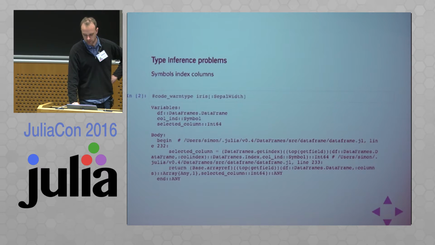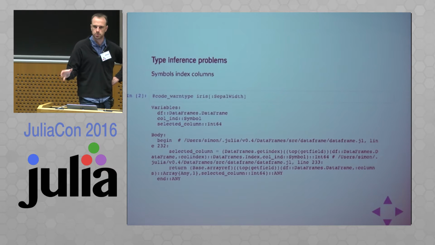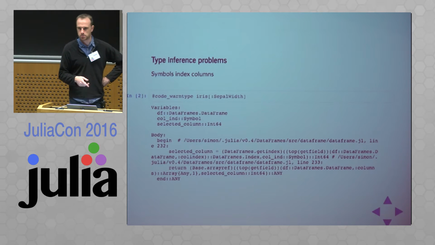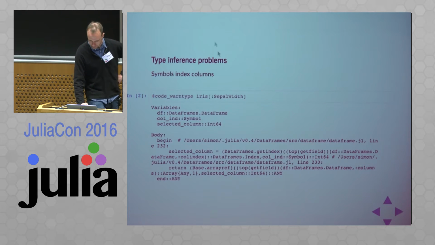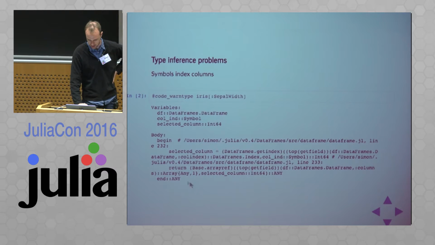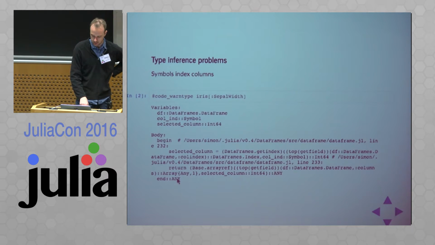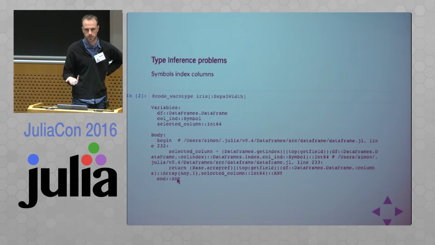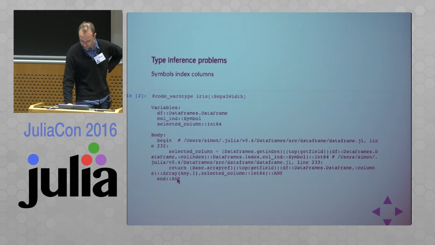And so to give you an example of what happens here, the classic type inference problem: if you want to pull a column out, because you're indexing by a symbol, Julia's unable to figure out what the exact type of the column is because it can't infer that at compile time.